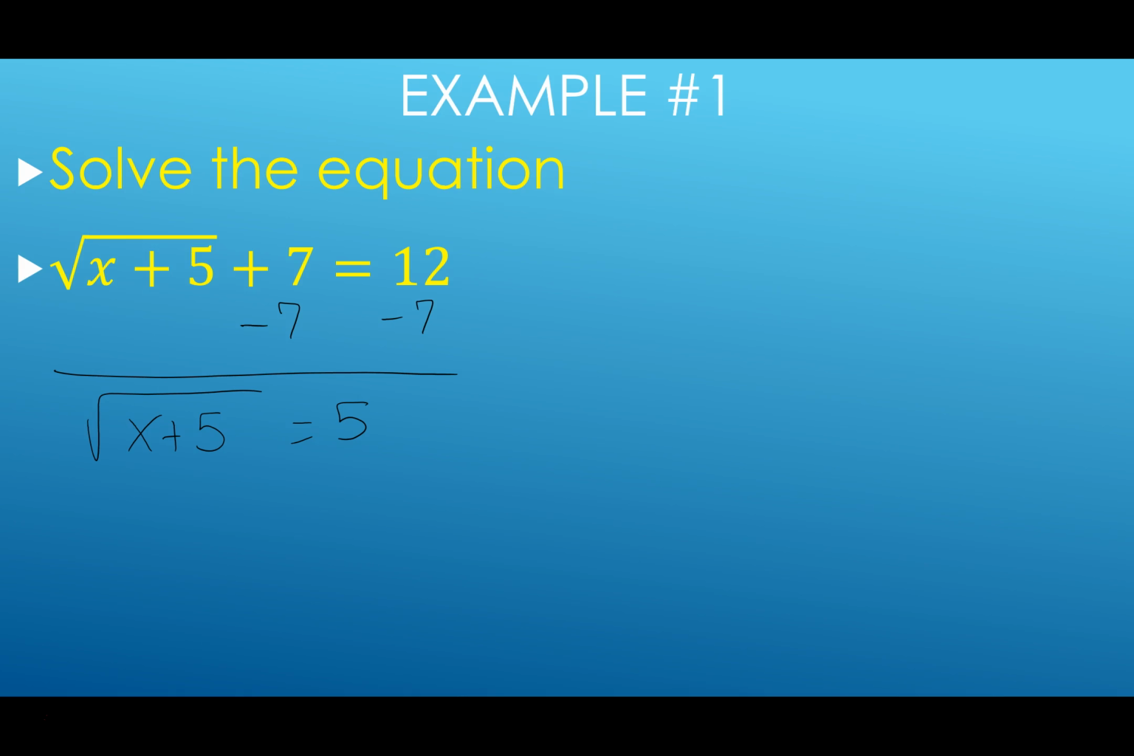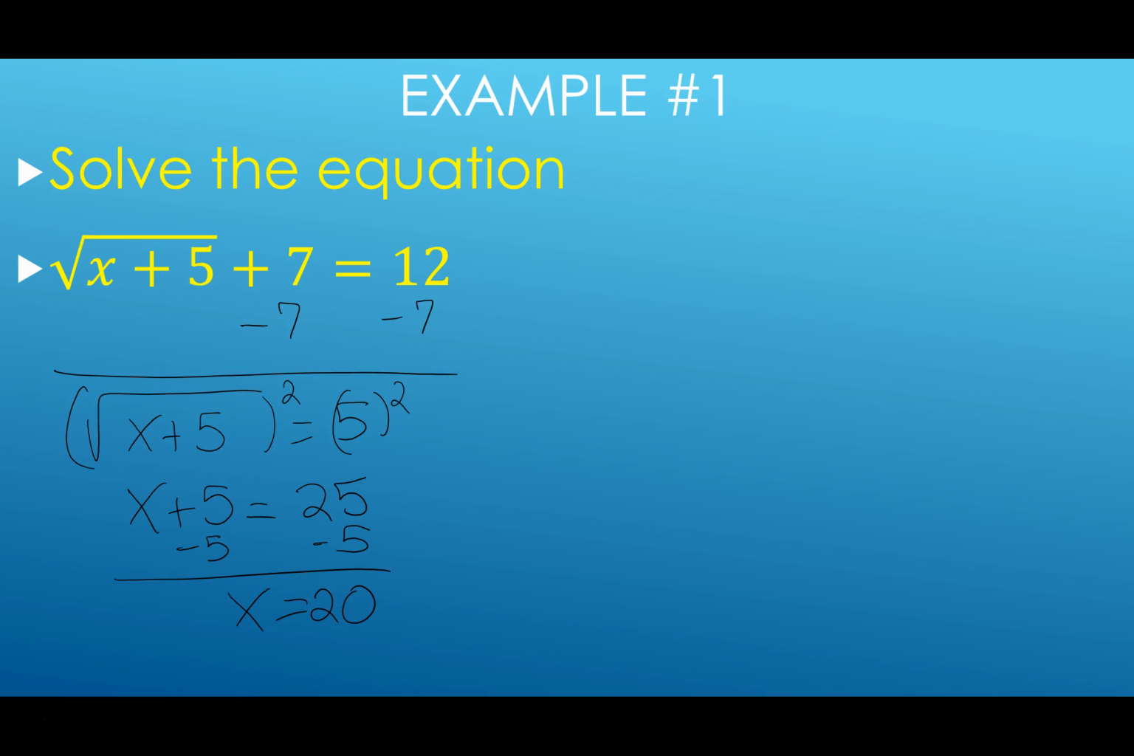And we get the square root of x plus 5 equals 5. Well, now that the radical is isolated, we just simply square both sides. Squaring the left side cancels the radical, leaving just x plus 5. And then squaring the right side, well, 5 squared is 25. We solve for x by subtracting 5. And x equals 20.